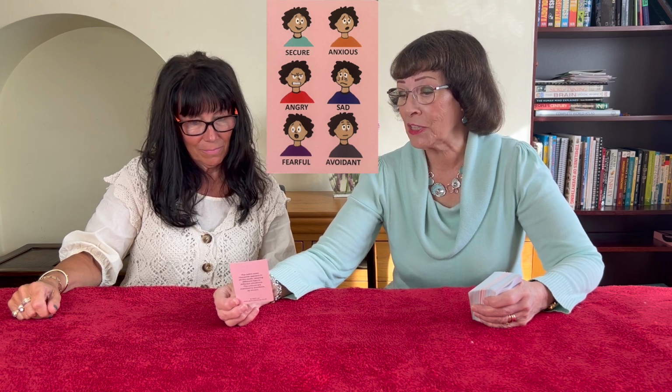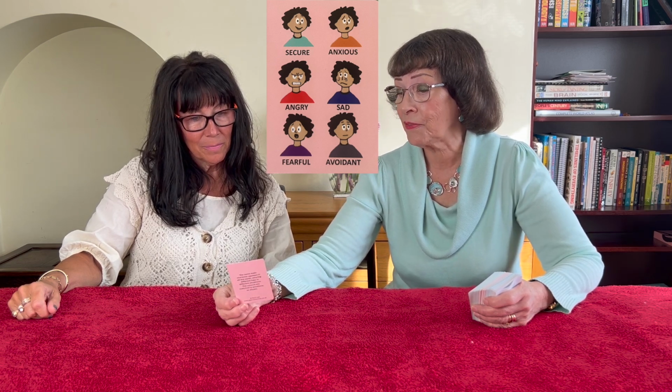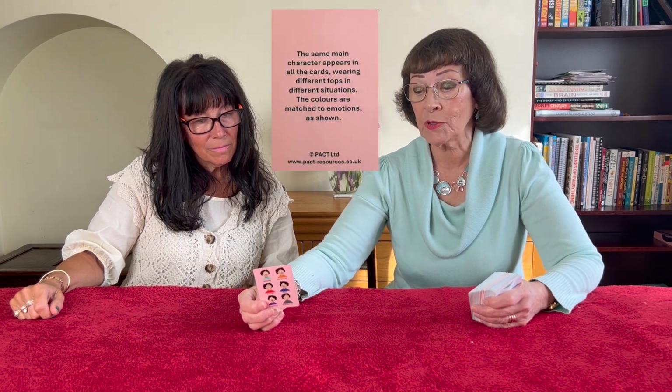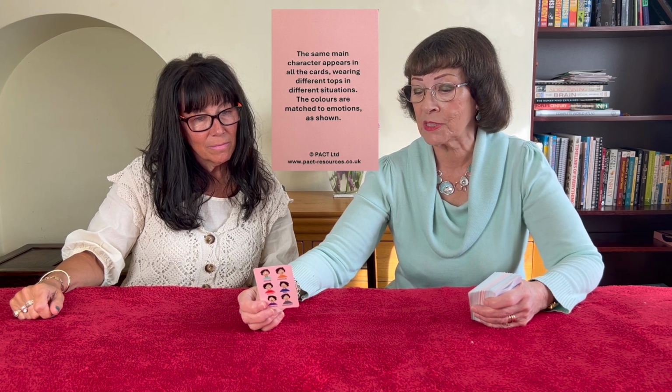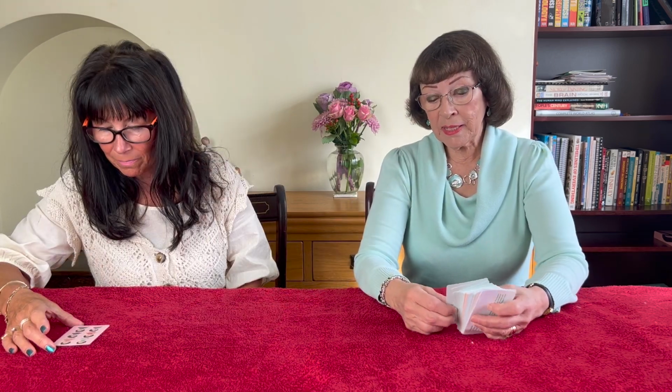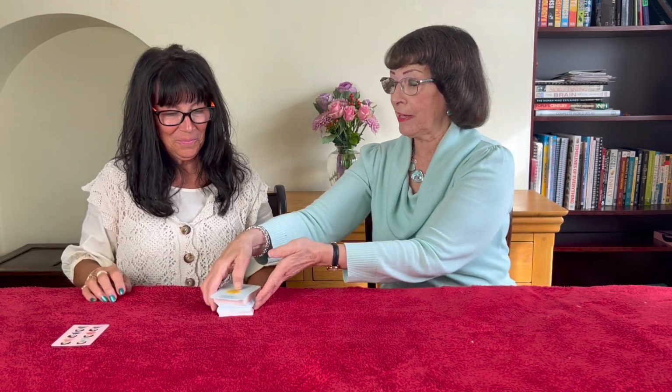The cards are coded to emotions. One main character appears throughout all the cards, but with different coloured tops, and the tops are related to emotions. So we have secure, anxious, angry, sad, fearful, and avoidant. If you're not quite sure what you're meant to say at any given point, then you can just read the back. The same main character appears in all the cards wearing different tops in different situations, and the colours are matched to emotions.